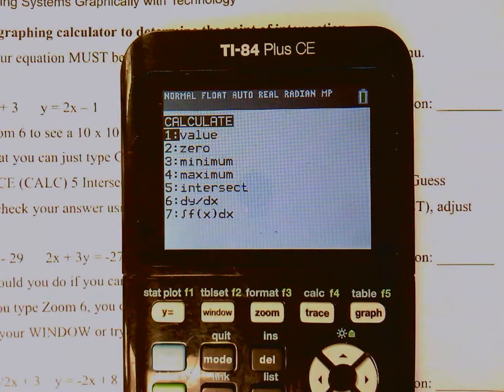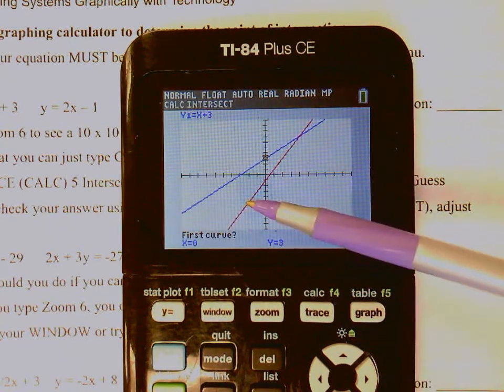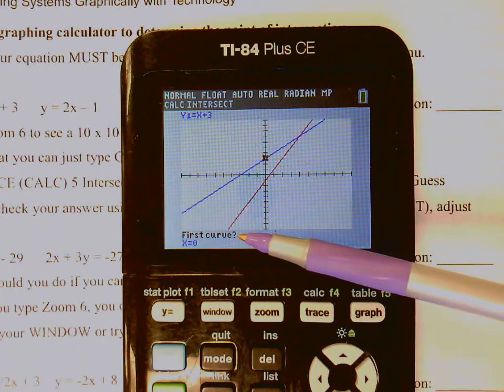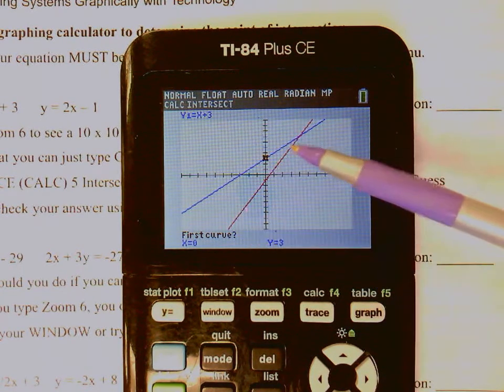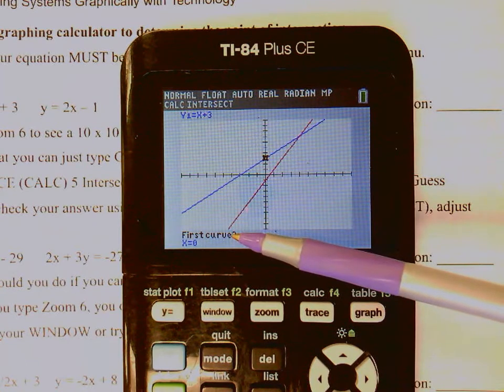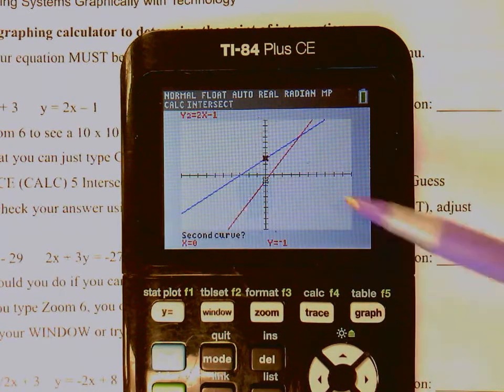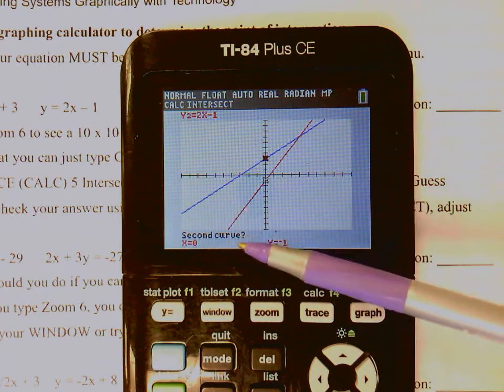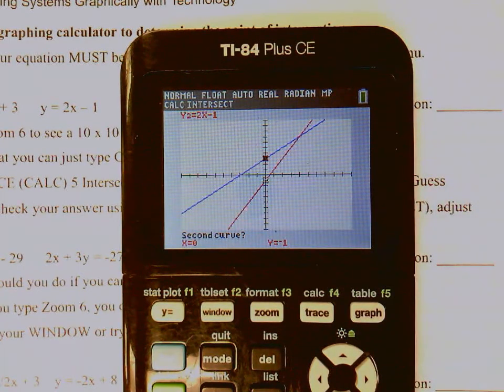Are you with me so far? And it's going to ask you 3 questions down here. It says, is my cursor on the first curve or the first graph? And you can just hit enter for yes. And then it's asking you, is this red line your second curve? And you hit enter again for yes.